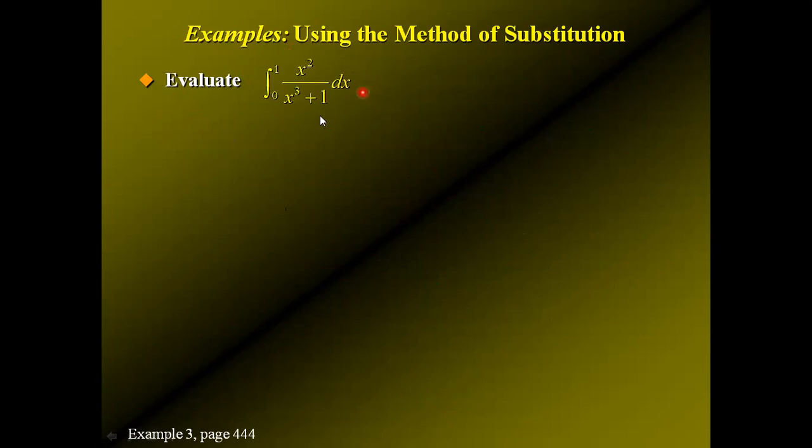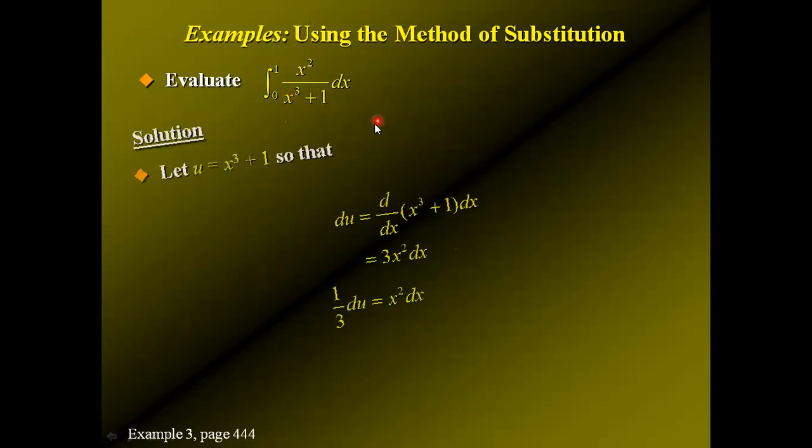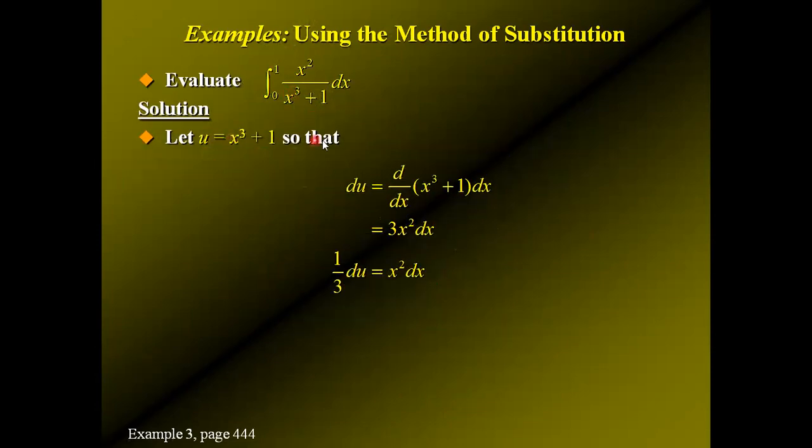Similarly, we can find this by the substitution method. Putting x cube plus 1 equals u, after differentiation we get du equals 3x square. So 1 by 3 du equals x square dx. So x square dx can be written as 1 by 3 du. Okay, substituting.